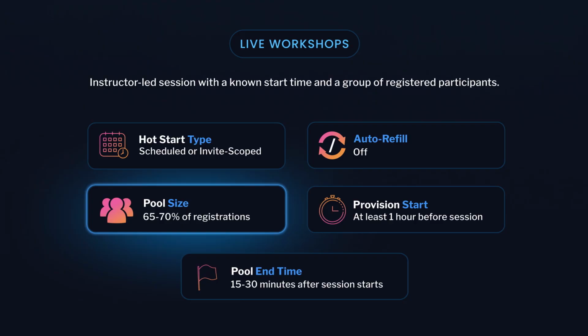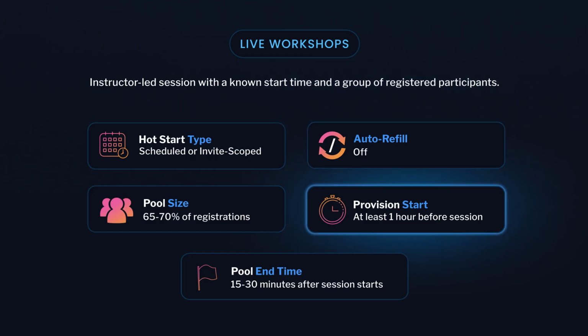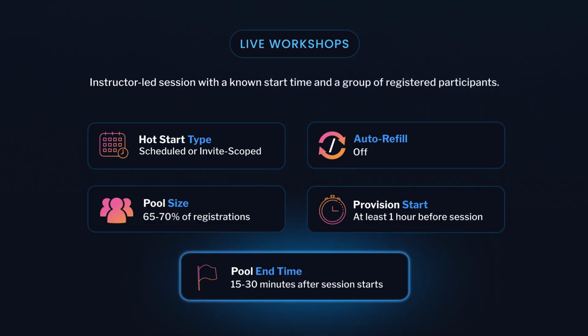Not everyone who signs up will show up, so this keeps you from over-provisioning while still leaving room for a few latecomers. Turn auto refill off. Nearly everyone joins in the first 15 to 20 minutes, so a fixed pool size up front is all you need. Start provisioning at least 1 hour before your session, and set your end time to 15 to 30 minutes after it begins. By then, anyone who's going to join will probably have already joined.